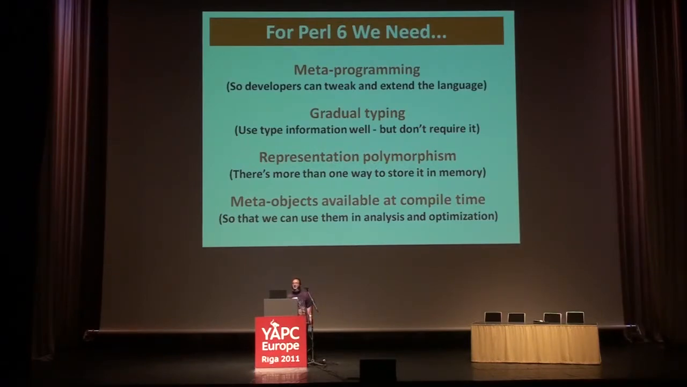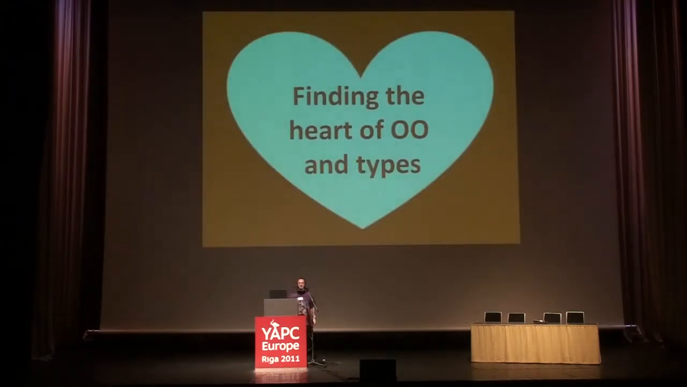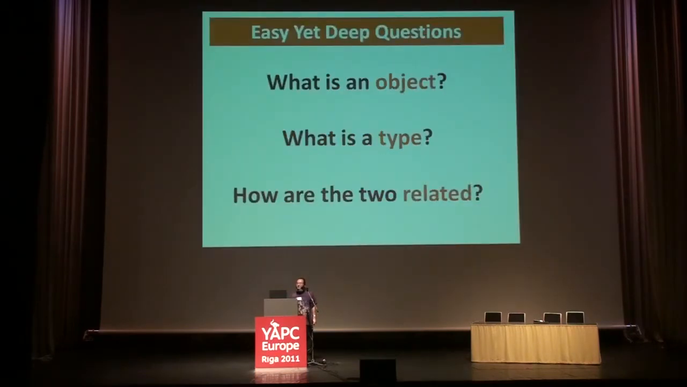So I went to the park and sat and thought for a while. And I realized that what I was really doing was trying to find what's at the heart of object orientation and types. And that was tricky in a way. I mean, if you go to programmers who are well versed in a certain language and ask them questions like this, you'll get all kinds of answers.